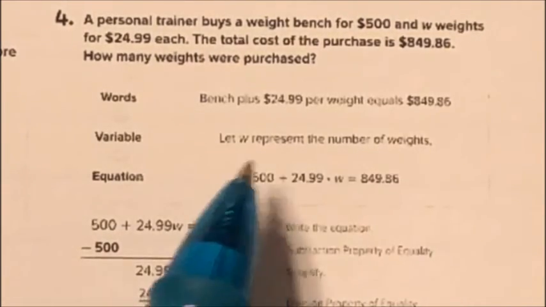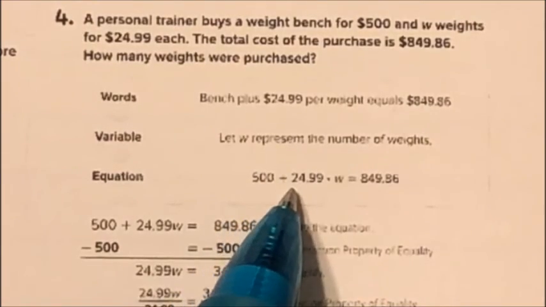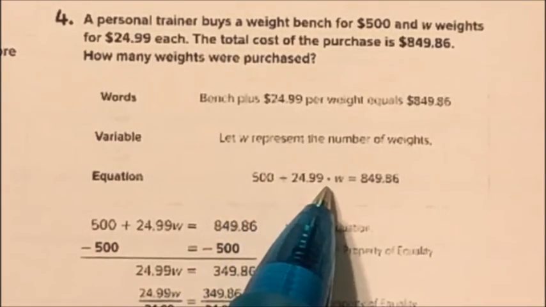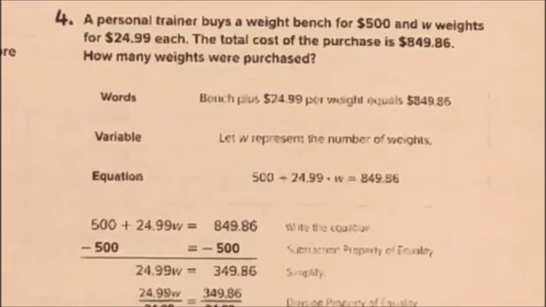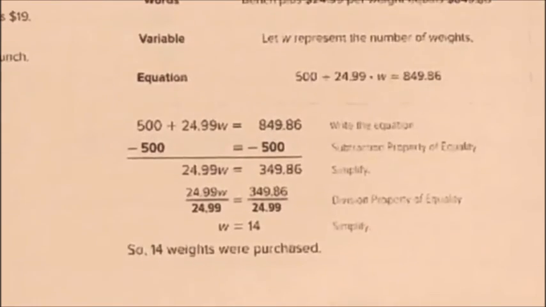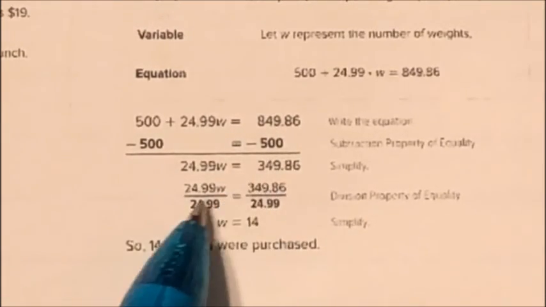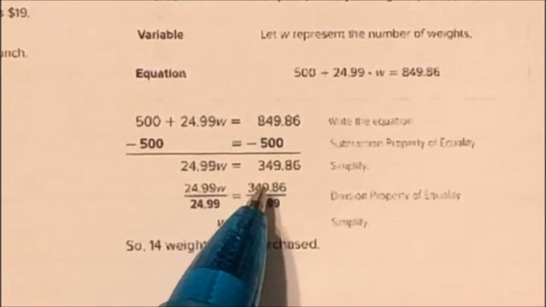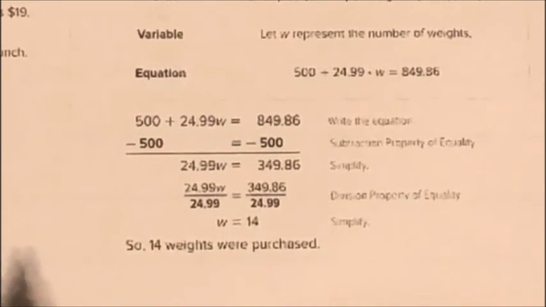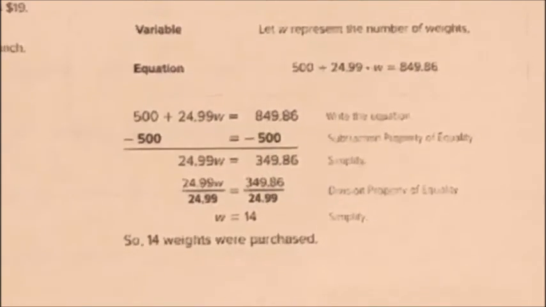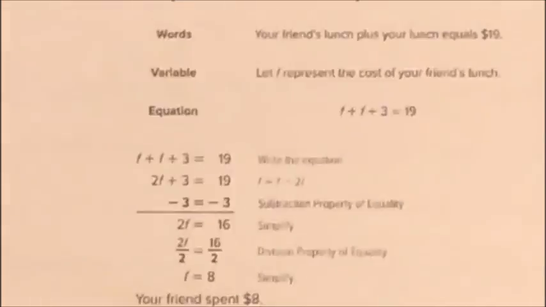of $500 because that was the weight bench plus $24.99W because that's how much each of the weights cost equals $849.86. Then I want to solve my equation. So I subtract 500 from both sides, and I'm left with $24.99W equals $349.86. Then I divide by $24.99. When I do that, I get W equals 14. So there were 14 weights purchased. All right, let's take a look at number 5.